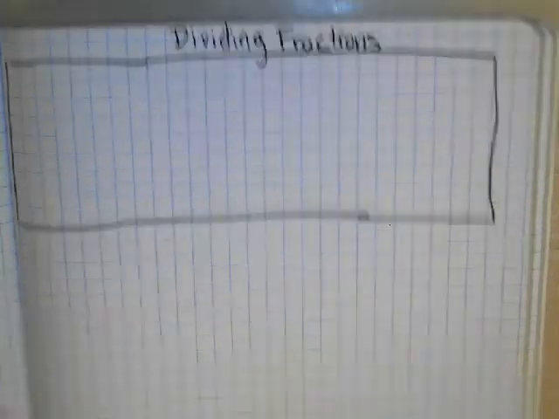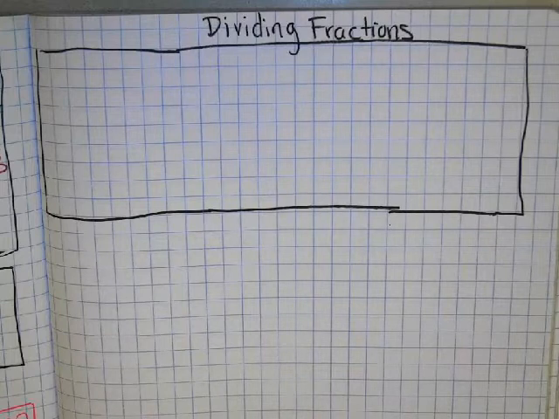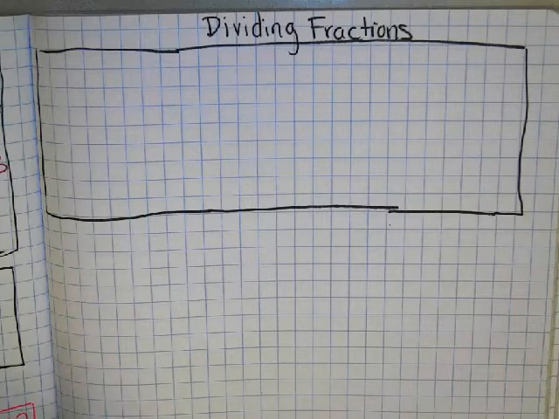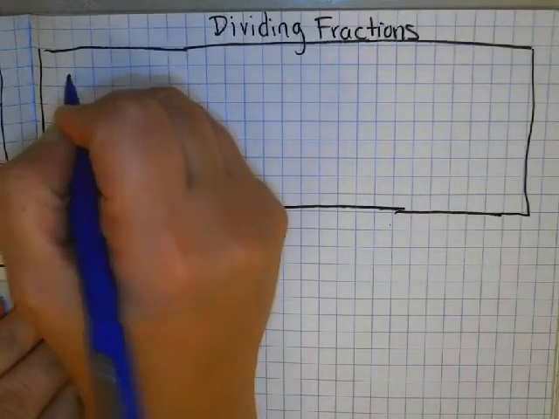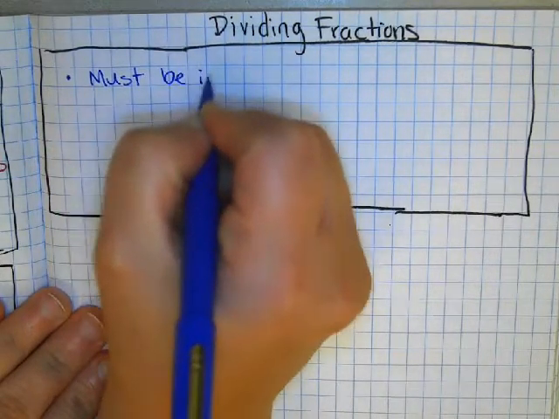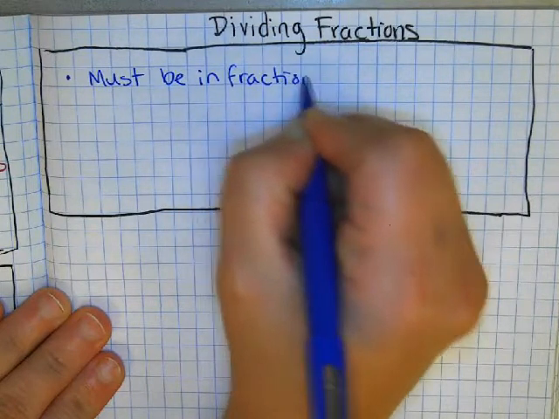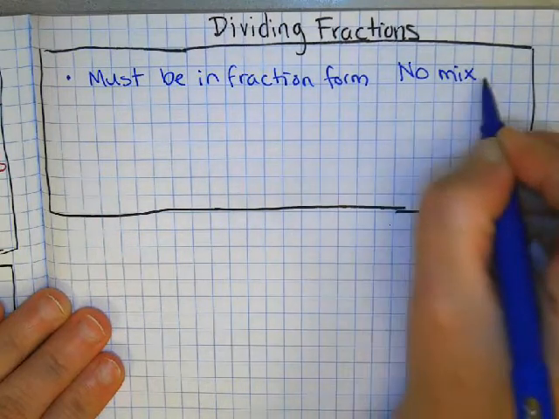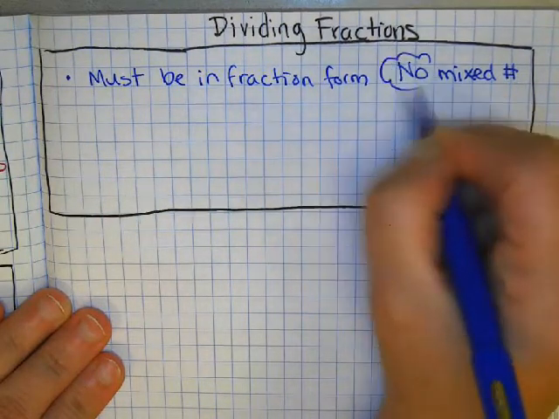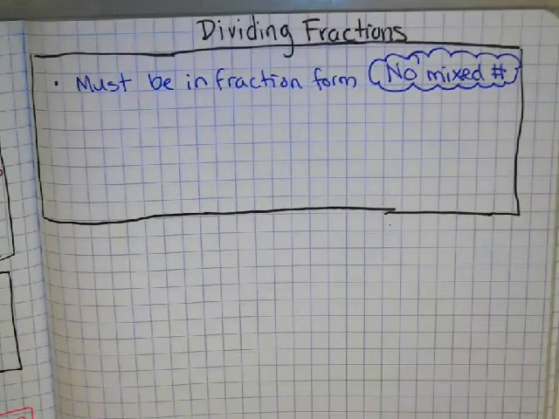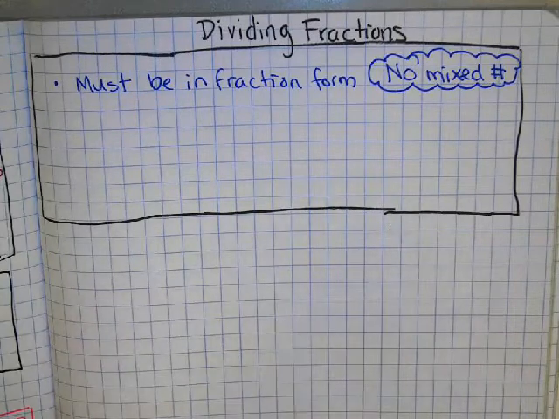And then we're going to go ahead and write down our rules. So if we're dividing a fraction, the first thing we need to do is make sure they are in fraction form. So it must be in fraction form. So remember, that means no mixed numbers. We must make them improper. When we're multiplying or dividing, we cannot multiply or divide mixed numbers. We must change them to improper fractions.